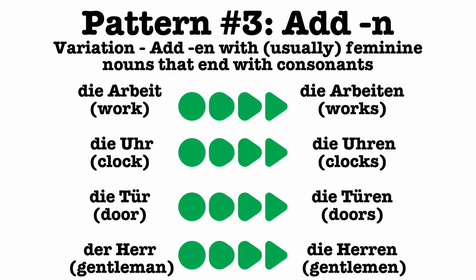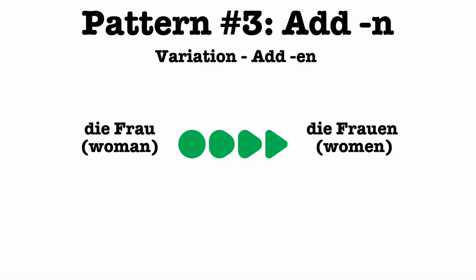Die Arbeit, die Arbeiten. Die Uhr, die Uhren. Die Tür, die Türen. Der Herr, die Herren. Some feminine nouns don't end with a consonant, but will still require en. For example, die Frau, die Frauen.